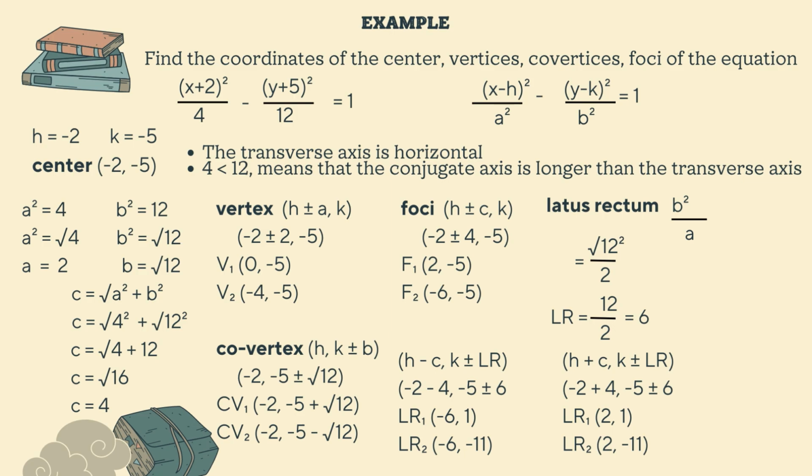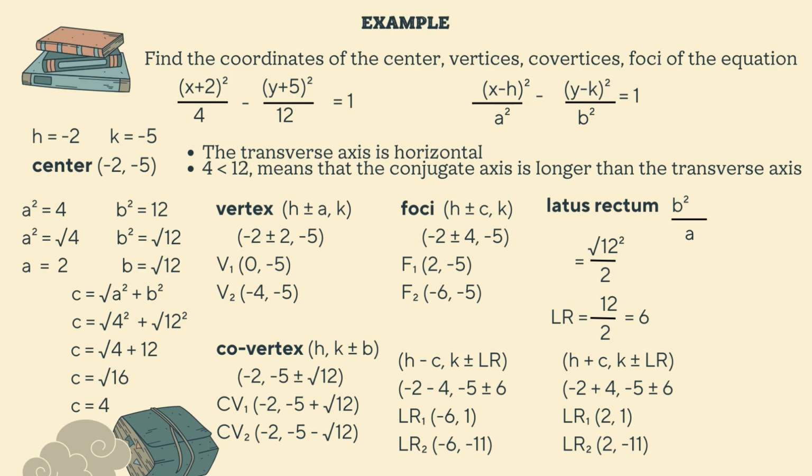Next is for our foci. We have (h ± c, k). For h, we have -2. For c, we have 4. And for k, we have -5. -2 plus 4 is 2. -2 minus 4 is -6. And just copy k, -5. So our foci 1 is (2, -5), and our foci 2 is (-6, -5).